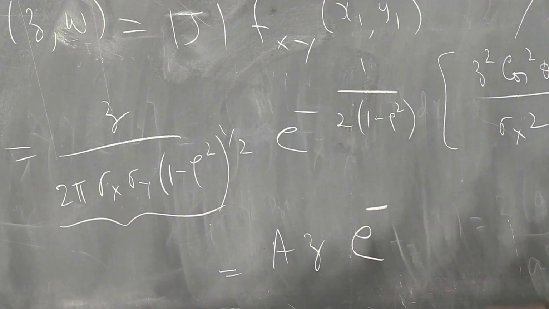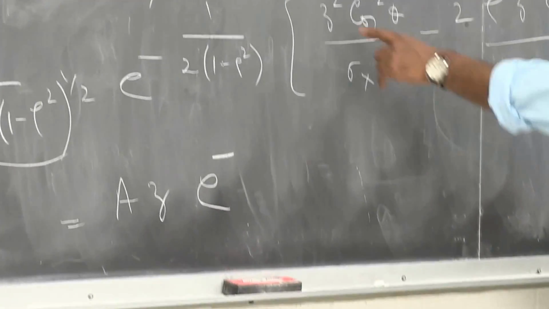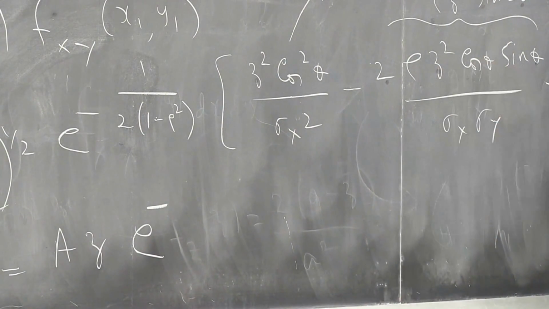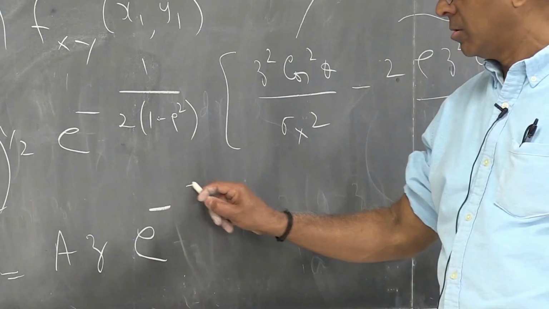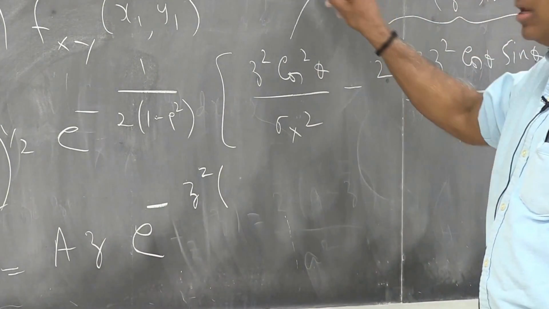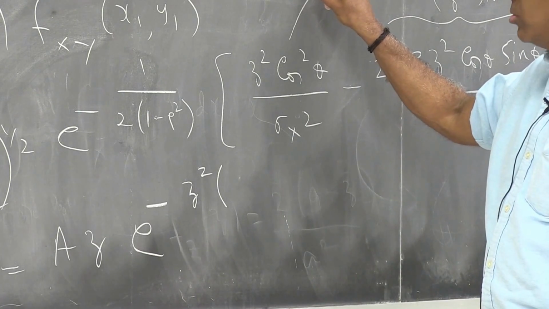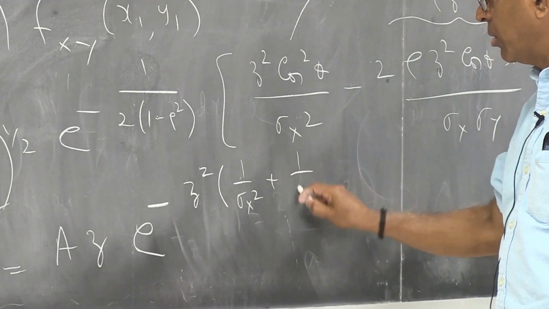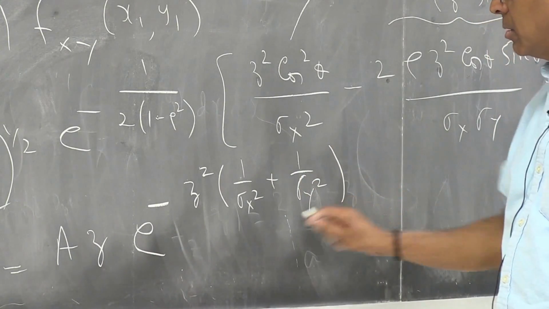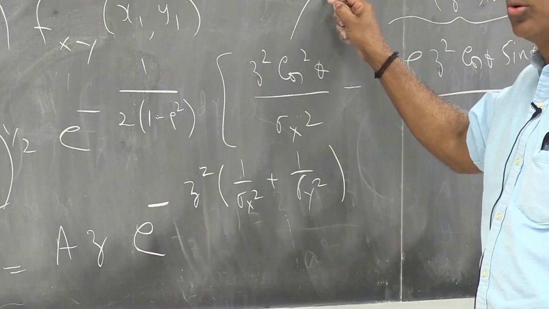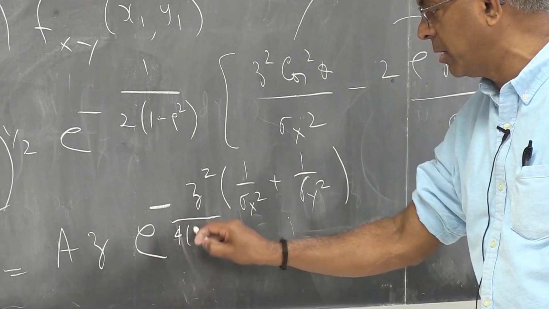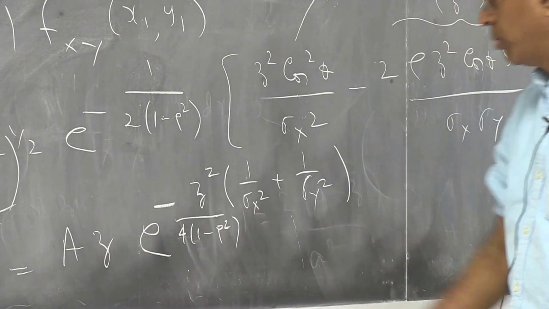Then e to the power minus, look here, z squared I'm going to pull out, right? Because z squared is here, z squared is here. So z squared, look here. I'm going to do this mentally, so you just follow me: 1 over sigma x squared, then the last term 1 over sigma y squared. And there is a 2 here, 2, 2, 4. So this becomes 4 multiplied by 1 minus rho squared, right?